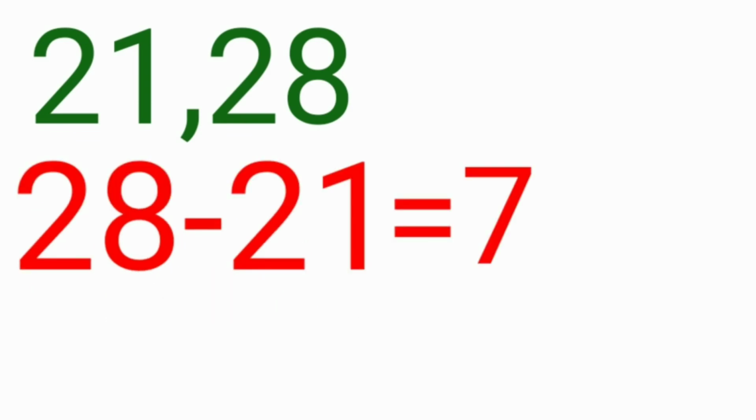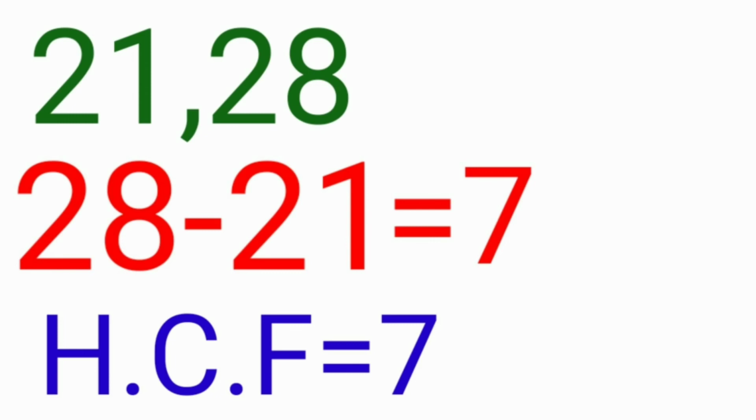So 28 minus 21 is 7. We must check whether this number divides both 21 and 28. 21 is divisible by 7, yes, 3 times. 3 7s are 21. Now check for 28. 28 is divisible by 7. 7 4s are 28. Both the numbers are divisible by 7. So the answer HCF is 7. Which number divides both the numbers? That is the difference. If the difference divides both the numbers, that will be the answer HCF. For any numbers, we can check this method.